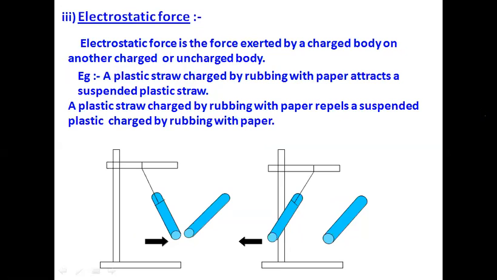Next are the electrostatic forces. Electrostatic forces are the forces of attraction or repulsion experienced by a charged body from another charged body or uncharged body. As we know, like charges always repel or push each other away, and opposite charges always attract or pull each other towards themselves. So there is always some electrostatic force present between two charged bodies or one charged and one uncharged body. For example, you can see in the images given below. In the first image, a plastic straw charged by rubbing with paper is attracting a suspended plastic straw. While in the second case, a plastic straw charged by rubbing with paper repels a suspended plastic straw charged by rubbing with paper. So that was the electrostatic force of repulsion and attraction.